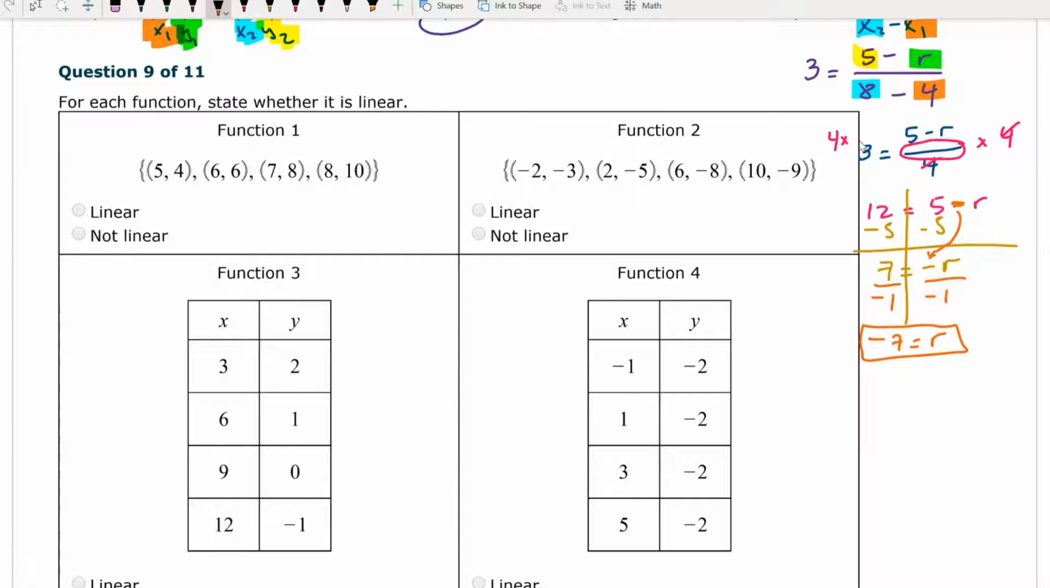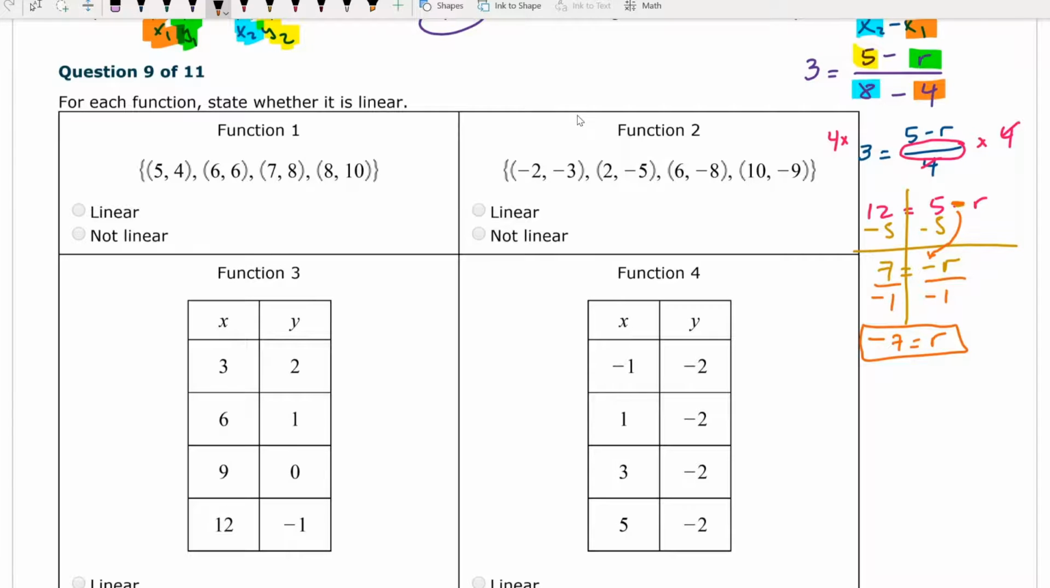Alright, number 9. For each function, state whether it is linear. Okay, linear is a straight line. A different way to say it is they follow the same pattern, they have the same slope, increasing and decreasing on x and y value. Let me rephrase that. X and y increasing or decreasing consistently by a certain number.